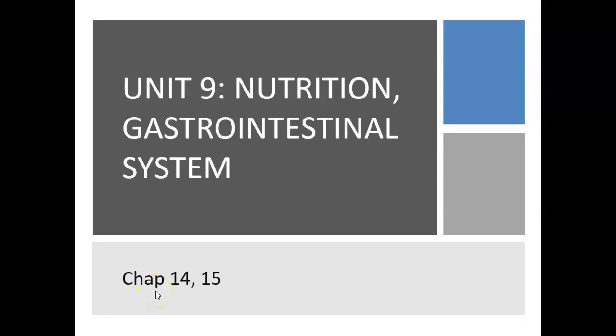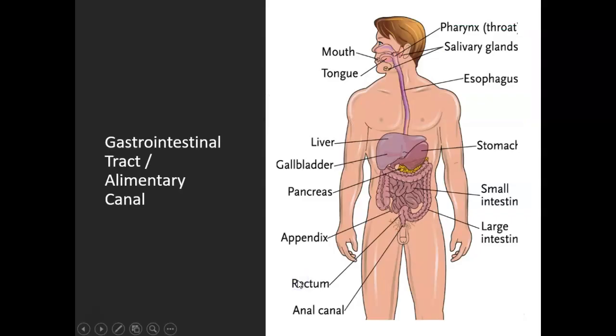We are moving on to Unit 9, which is nutrition and the gastrointestinal system. The gastrointestinal tract is also referred to as the alimentary canal. And those are all the parts of the GI tract.